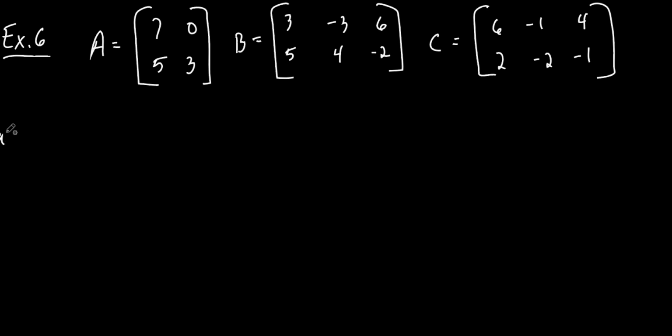So this is part A. They ask you 3 things: part A, part B, part C. So let's just do part A. Actually, we can do A and B today. So first one says find AB. What does that mean? We're multiplying matrix A times a matrix B.